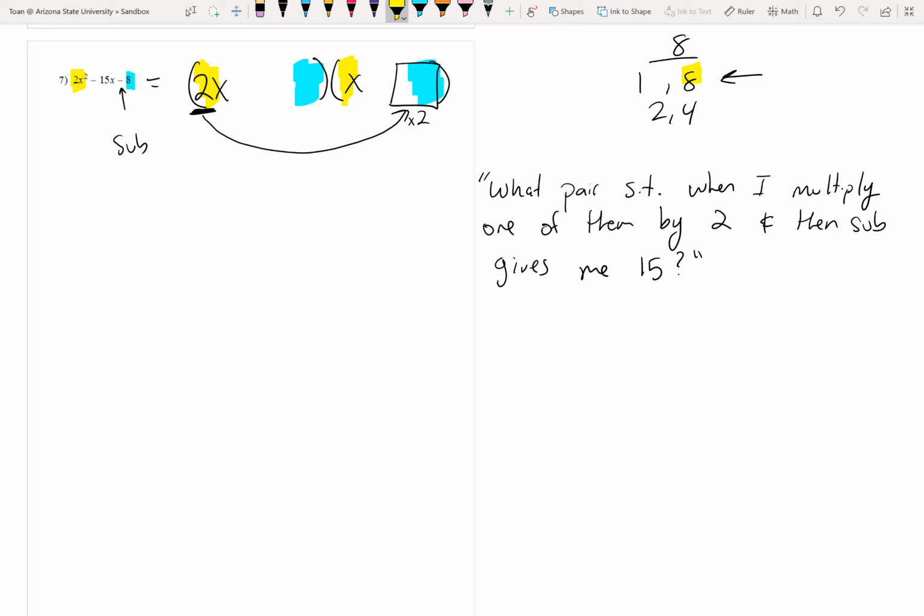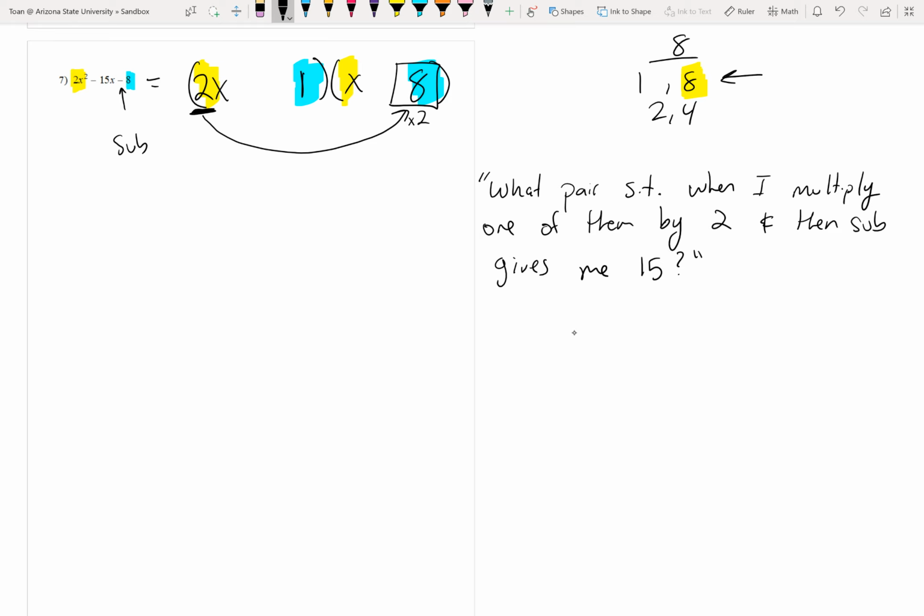What if I multiply the 8 by 2? 8 times 2 is 16, minus 1 is 15. Hey, I got it on the second guess. Sometimes you get lucky and you get it on the second guess. Sometimes it takes you the 5th guess, 6th guess. I've done problems where it takes me the 10th guess. You just got to stick with it until you get it right. So I know that the 8 needs to be multiplied by the 2, which means I know that the 8 has to go here and the 1 has to go here.